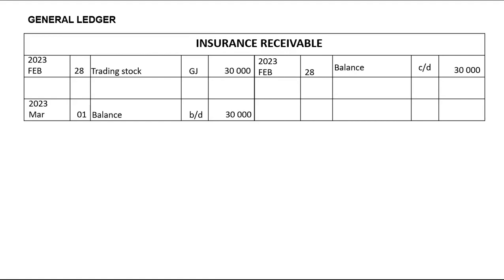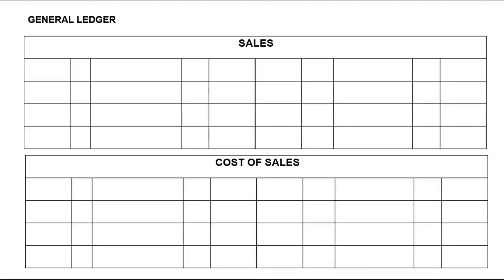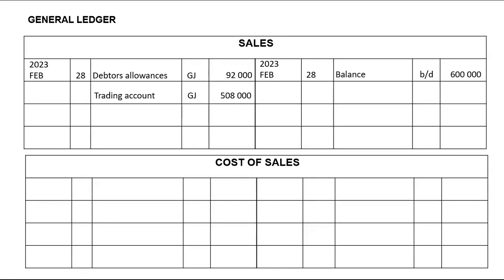Insurance receivable, it's a plus minus, it's an asset. It's the insurance amount we expect to receive, which is because of trading stock, and that will be 30,000. So it'll have balance carried down because it's an asset account. Sales is income. It's minus plus, it increases on the credit side. Sales already recorded amounted to 600,000. We need to reduce debtors allowances, which was 92,000. And the balancing figure, we're going to take it to trading account.